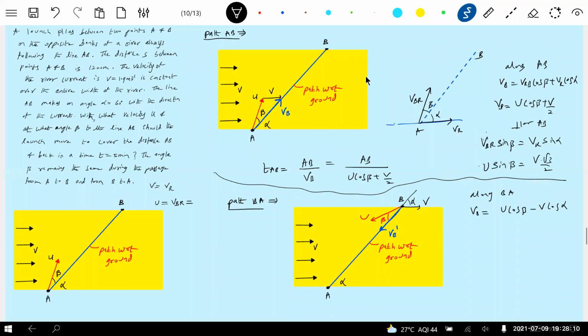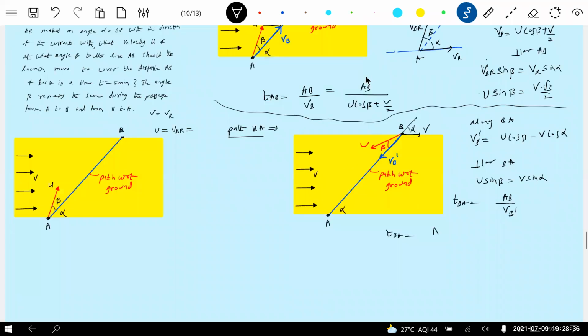Now after getting this, perpendicular to BA, U sin beta equals V sin alpha. So what is the time taken to move from B to A? It should be AB by VB dash. What is VB dash? You can write the time taken to move from A to B as AB by U cos beta plus V sin alpha.